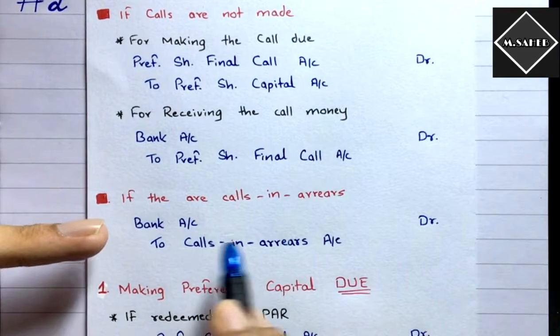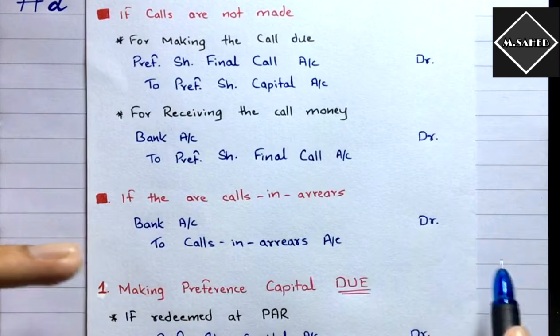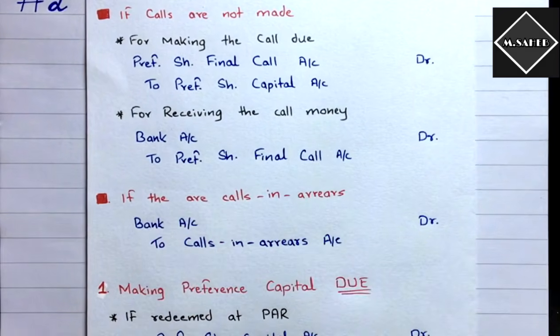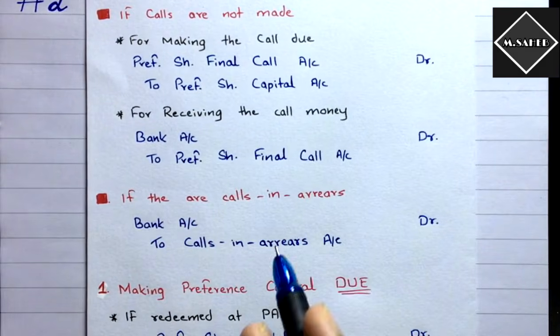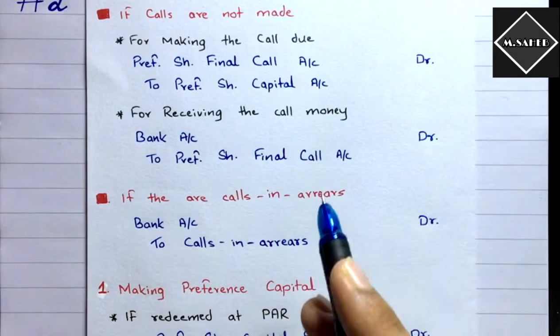Simple. How much money we have received, whatever that was pending, just debit is equal to credit here. Bank account, this much money we have received, and then credit the same amount to calls in arrears account. Simple. This is the calls in arrears entry. So these are the extra entries that you might have to pass to make the shares fully paid up, right?